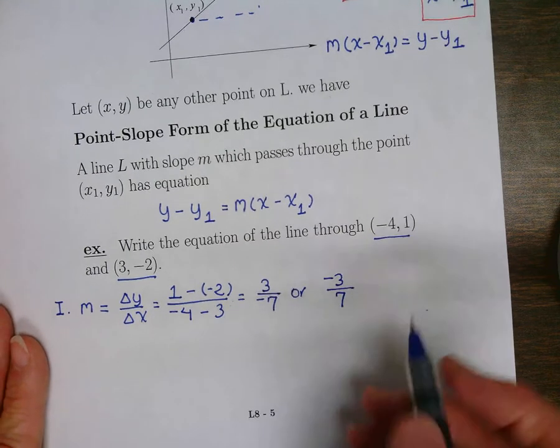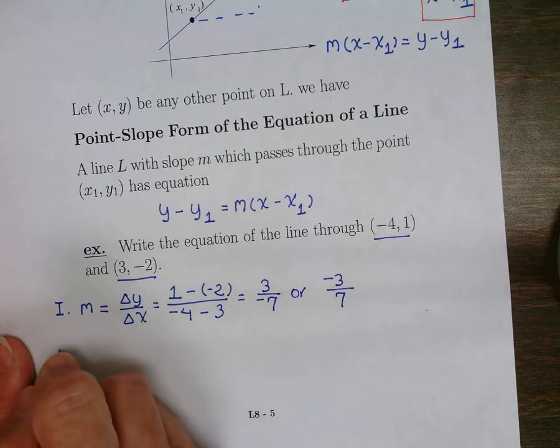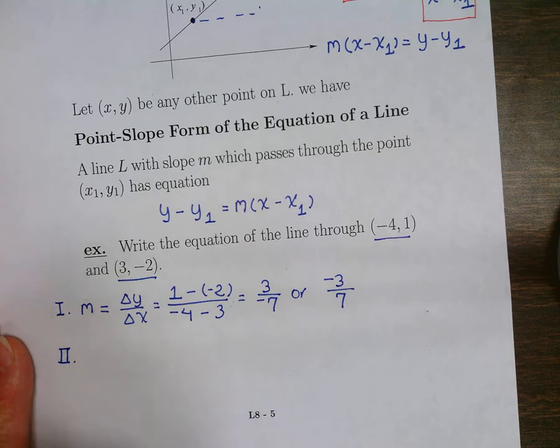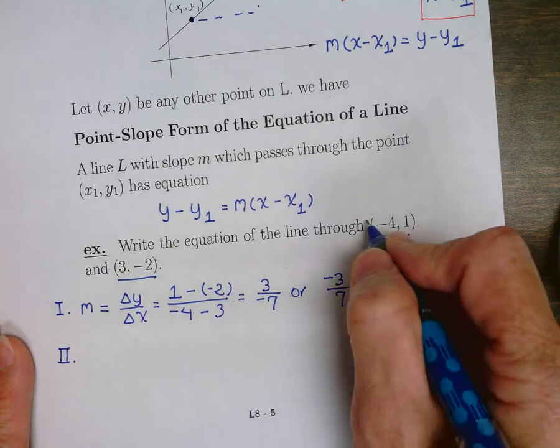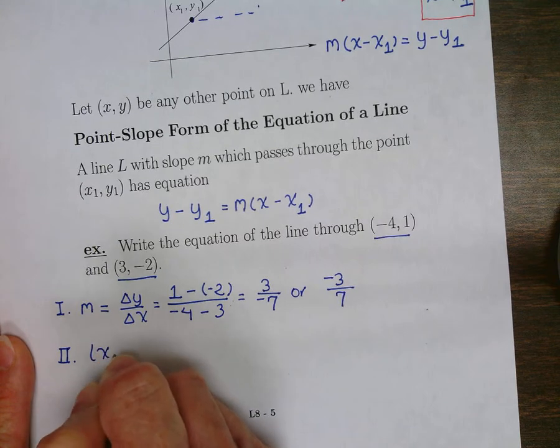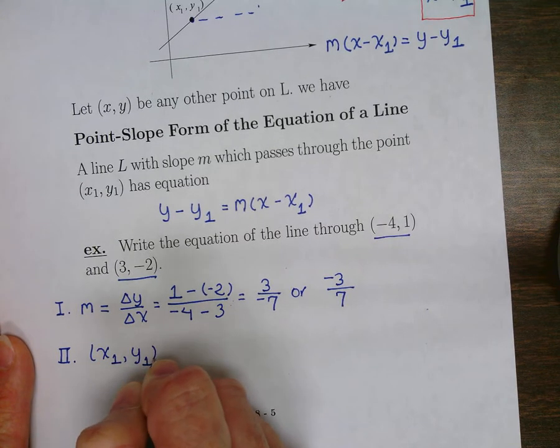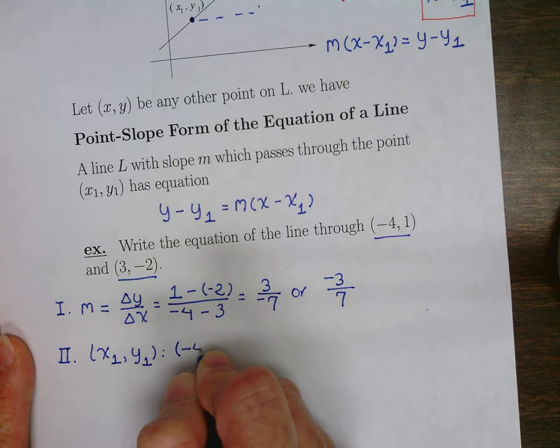All right, then we find the equation using the point slope formula. And we can choose either of these points to use. I'm going to use the point (x1, y1) as our point (negative 4, 1).